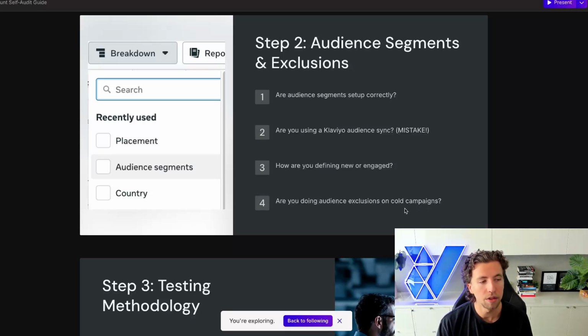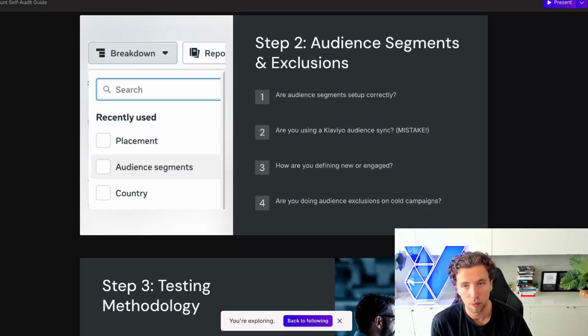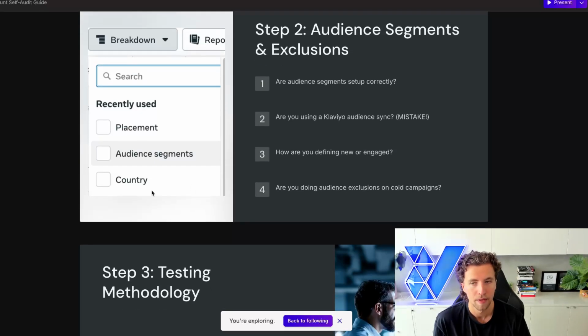And then lastly, are you doing audience exclusions on cold campaigns? Really, really critical, particularly if you have high returning customer rates or you've existed for a long time, so your daily percentage of sales to returning customers is high. You need to do heavy audience exclusions, or Meta will just prioritize warm audiences and you will find it hard to scale cold campaigns. And that is only possible in Advantage Plus with correct audience segment setup, and in your other cold targeting campaigns with proper audiences set up within the account that you can then go and apply.